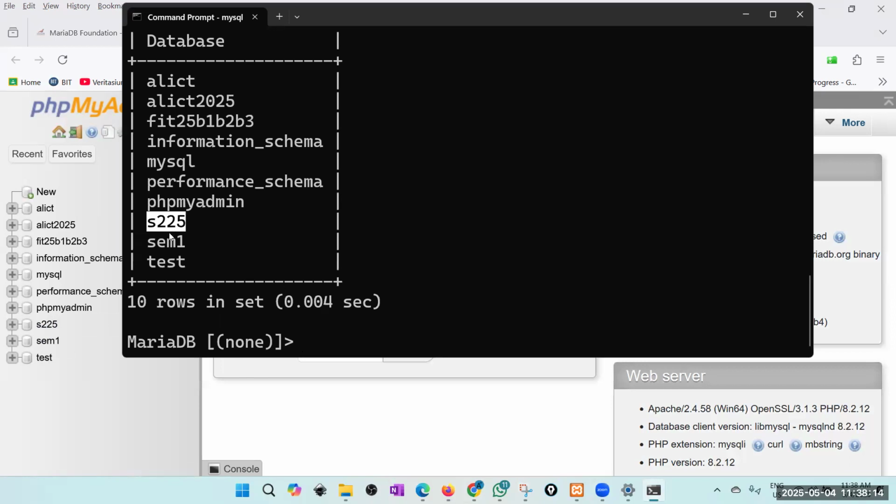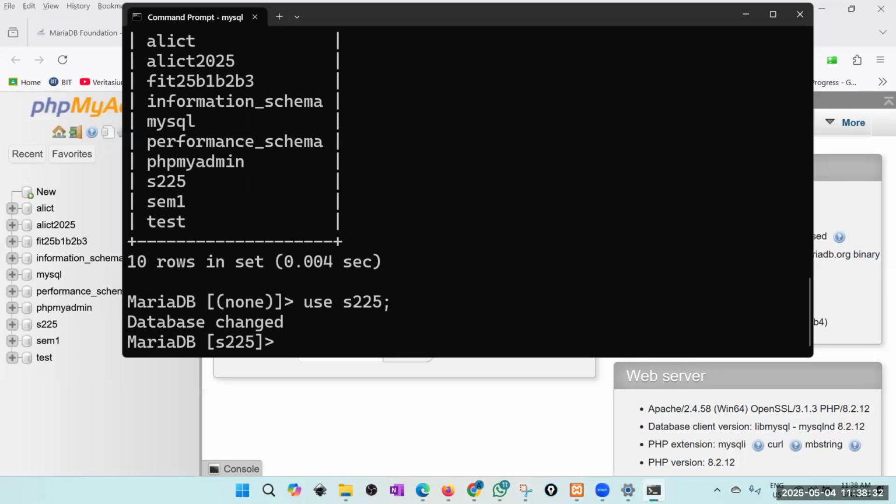If you want to connect to this particular database or any other database, you have a MySQL command called use. Use your database name. In our case, S225, semester 225. And remember the semicolon. And now it says database changed. So that means now I am connected to my newly created database. Now, if you create tables or run a SQL statement, all your statements are run against the database you have selected. At any time, you can change your database.